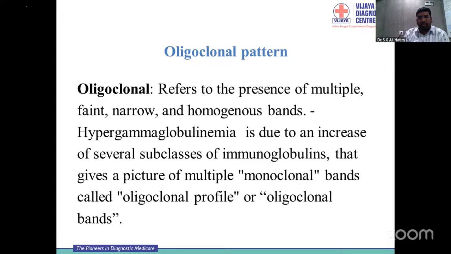So till now we have seen hypergammaglobulinemia, hypogammaglobulinemia, and monoclonal gammopathies, but there is some other pattern we usually see, that is the oligoclonal pattern. That means it's not a complete smooth pattern in gamma globulin. It's not a single peak, but multiple peaks sometimes we see, or we call them multiple monoclonal bands. So it's an oligoclonal profile where we see multiple faint, narrow, homogeneous bands.